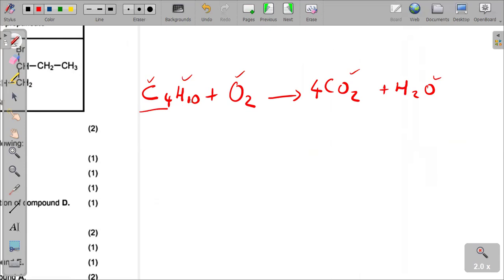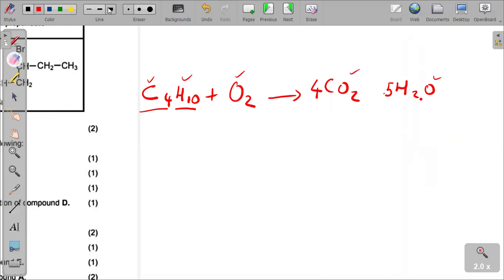Let's go to the hydrogen atoms. H atoms are 10 on the left hand side. How many are there on the right hand side? There are 2. So in order to balance them, we need a 5 here, so that 5 times 2 is now giving us a 10. So the H atoms are also balanced.